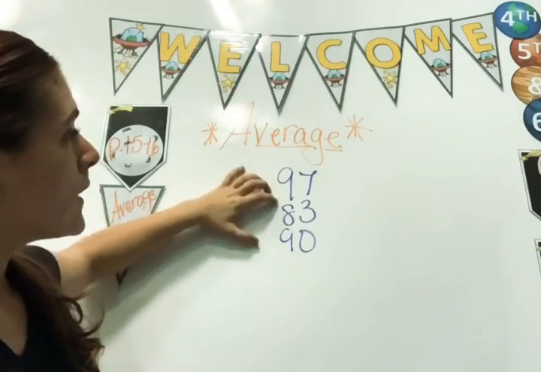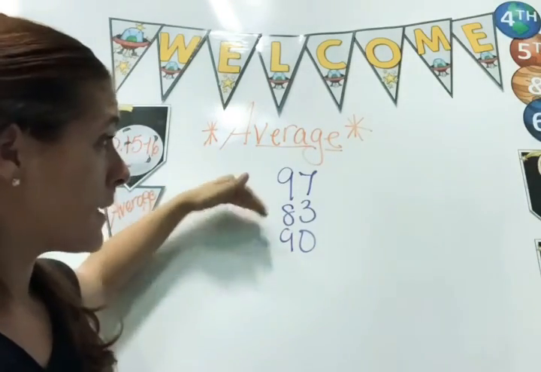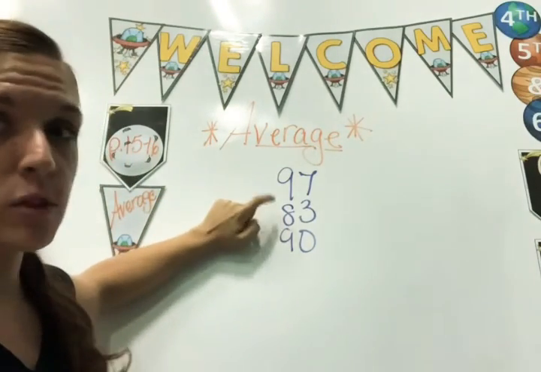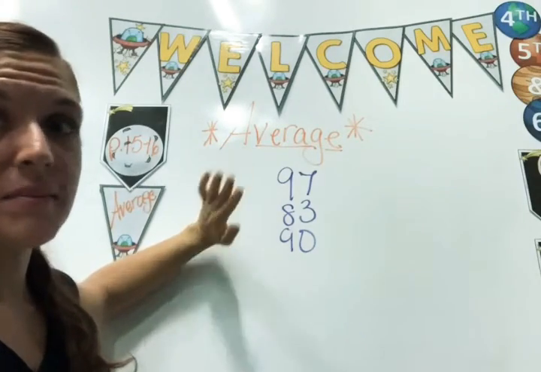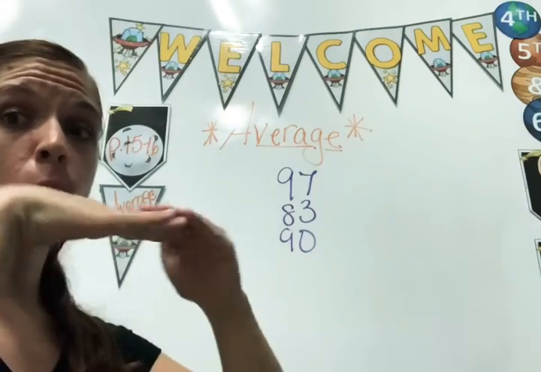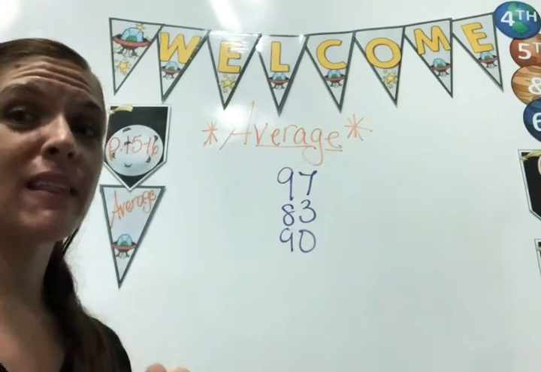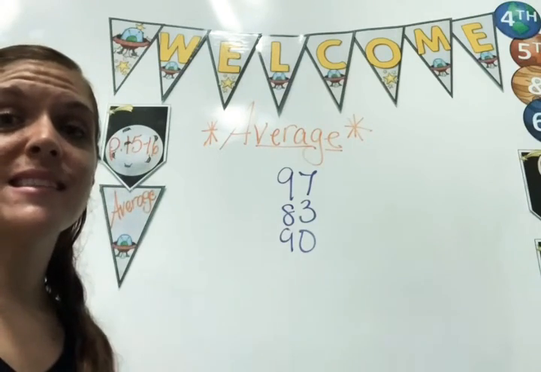So it's right here. It's not going to be right here in these three numbers. The average is not going to be smaller than 83, which is the least number, the smallest number, and not bigger than 97. It cannot be ever. That's the rule with average. It's not smaller than the smallest number or bigger than the biggest number. And that's how you can know if your answer has sentido.